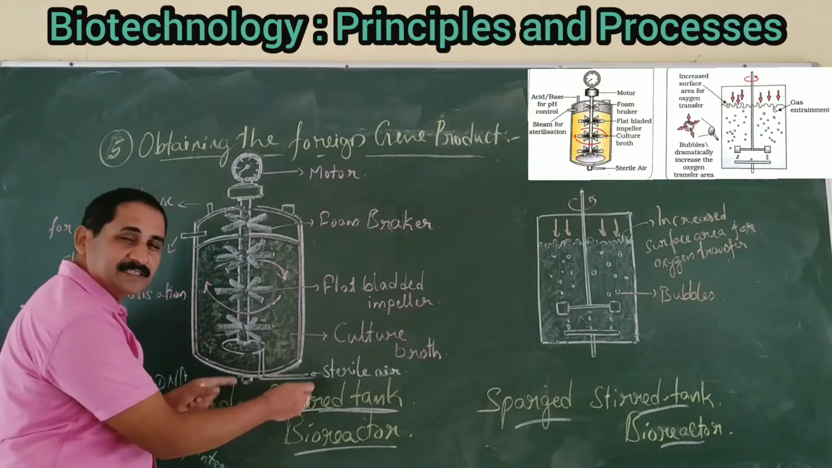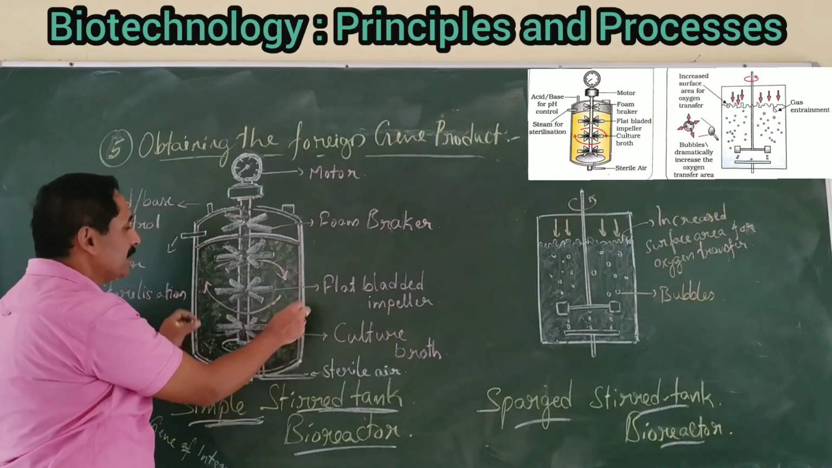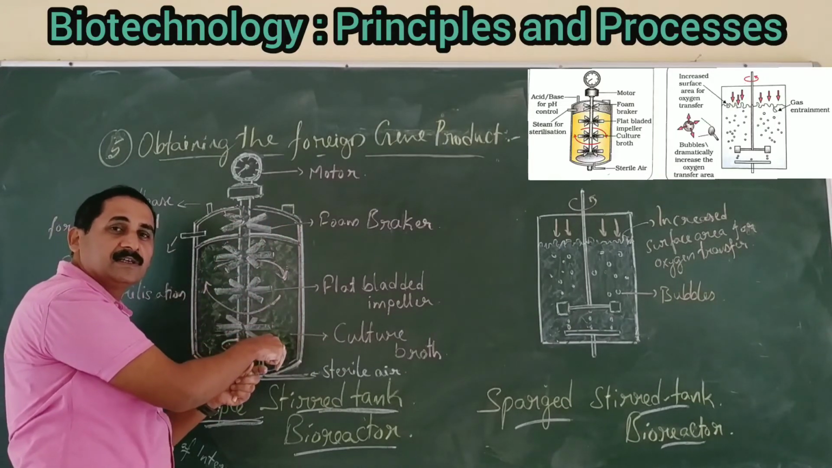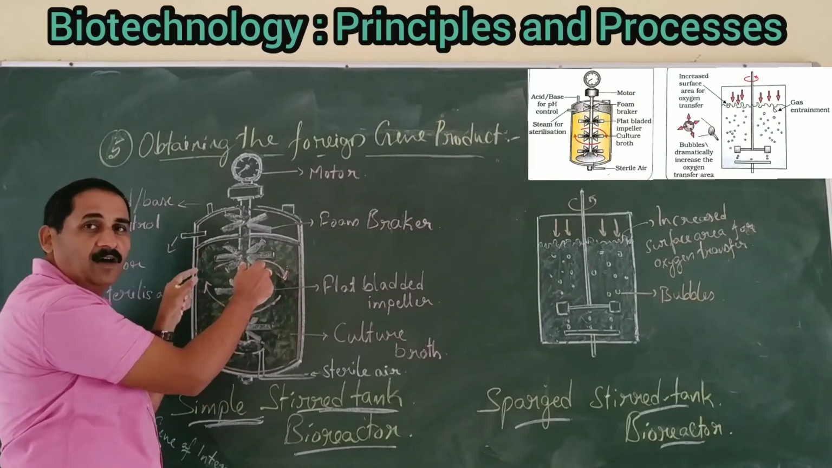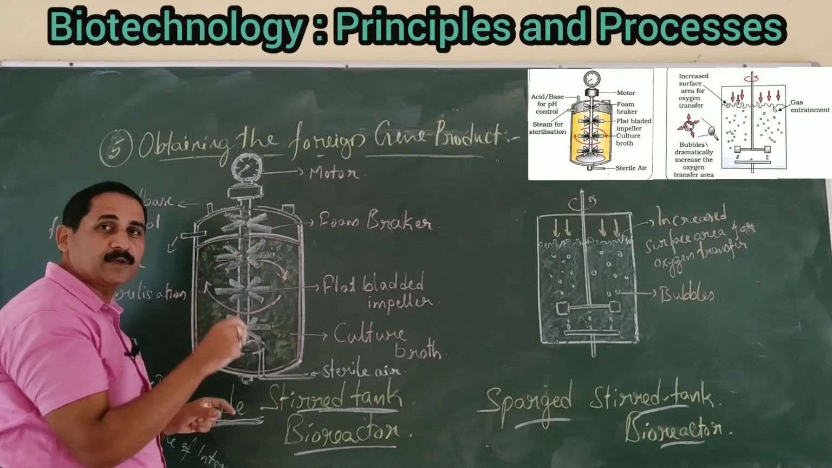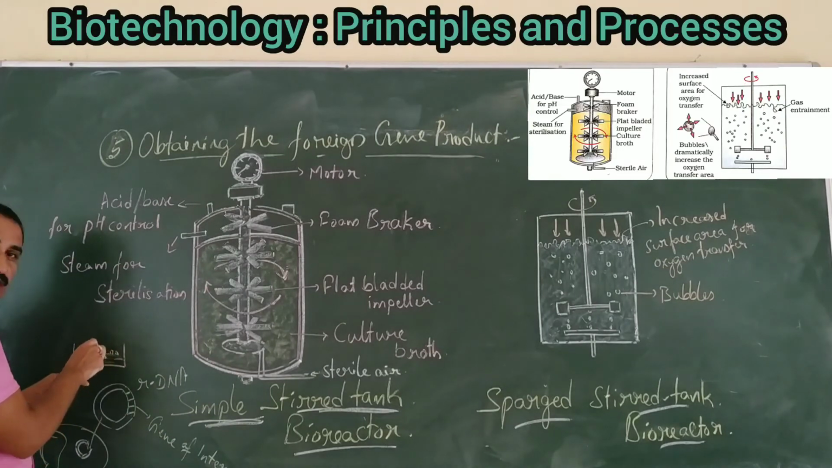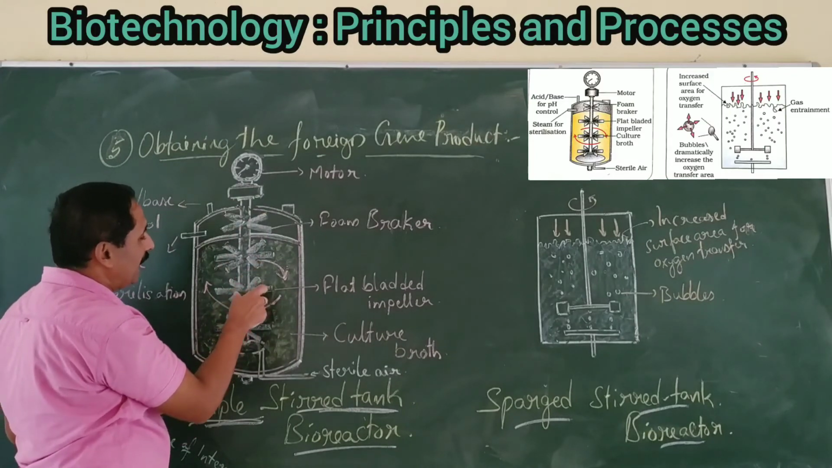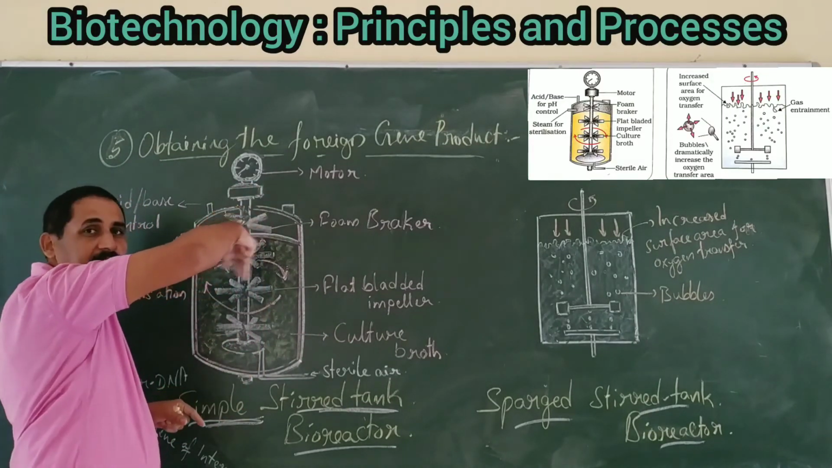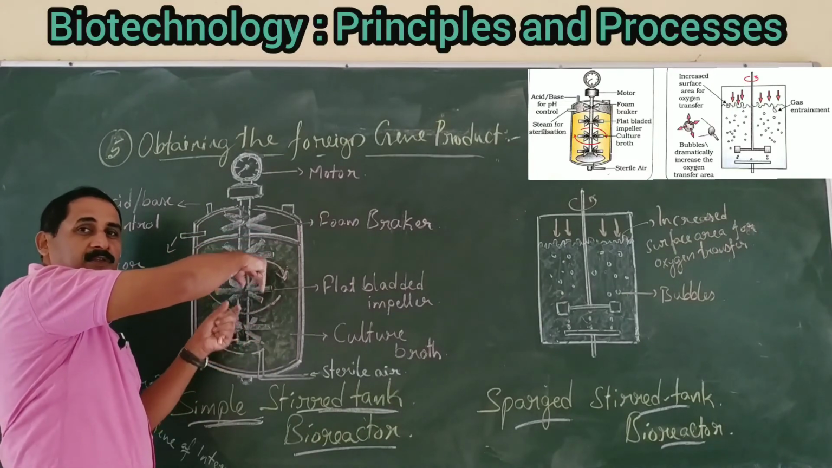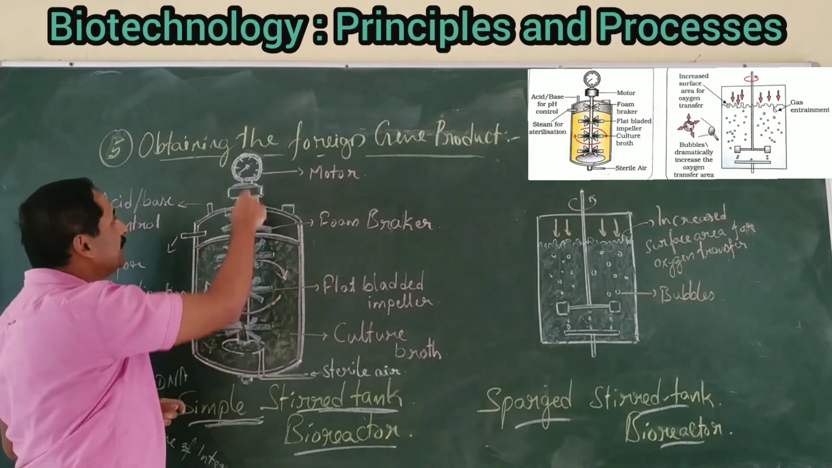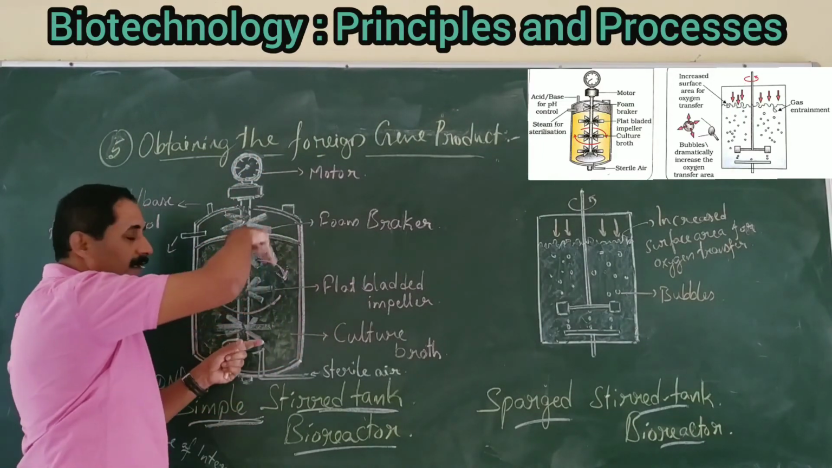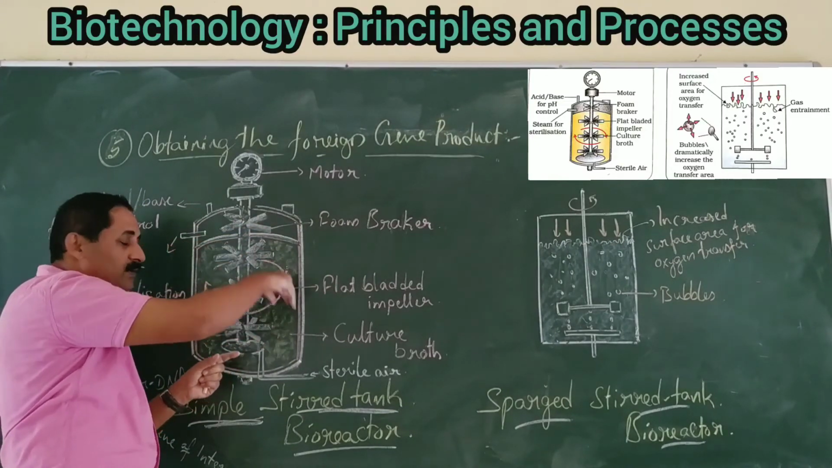In this simple stirred tank bioreactor, we have a large vessel with space to add the nutrient media. It contains all the requirements to favor the growth of microbes. When we add the transformed bacteria into this nutrient media, it is fitted with a flat bladed impeller that rotates the nutrient media along with the bacteria, which favors the growth of transformed bacteria. It is fitted with a motor, so the motor rotates this flat bladed impeller that mixes the bacteria with the nutrient media.